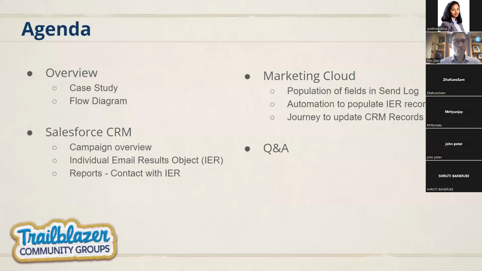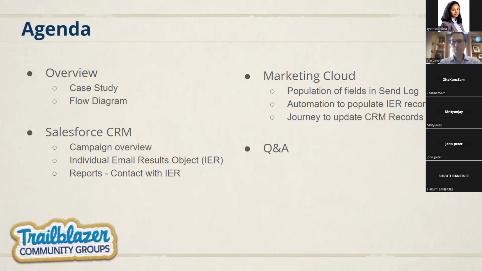So diving right into what we're going to be looking at today, we've got an overview, which will give you a case study taken right from one of our client projects. And then we're going to go into a flow diagram to take a look at the data architecture between the two platforms. And from that point on, we'll be building in the Salesforce CRM platform. We're going to be taking a look at campaigns, the individual email results object that JB had mentioned. That's where that tracking data comes in from Marketing Cloud, and taking a look at our reports as well.